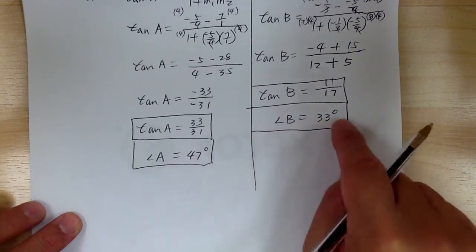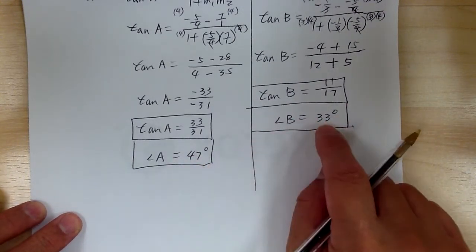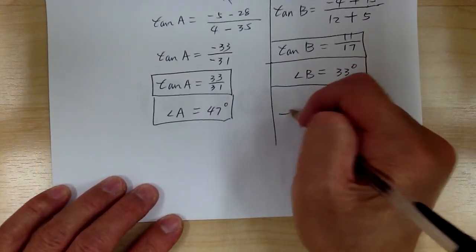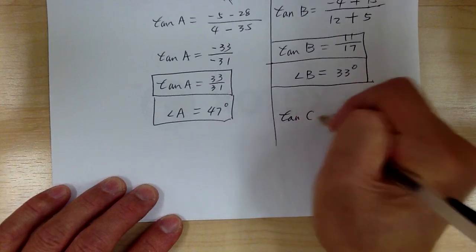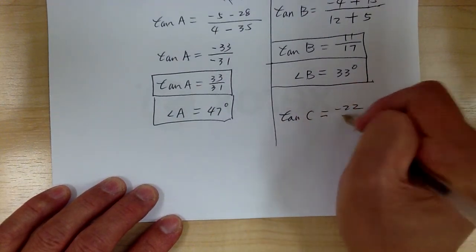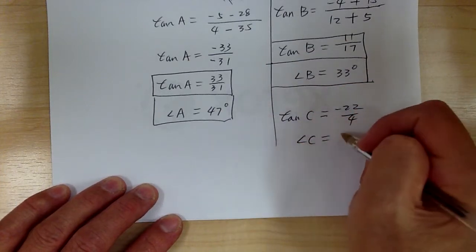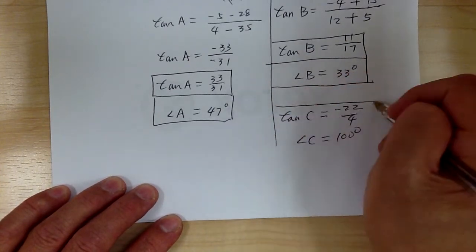Okay. And you can check your answer very quickly, right? You can make sure that the 3 angles add up to 180, right? So after you do the angle C, you're going to see that the tangent C equal to negative 22 over 4. Again, this you do it yourself. And angle C equal to 100 degrees.